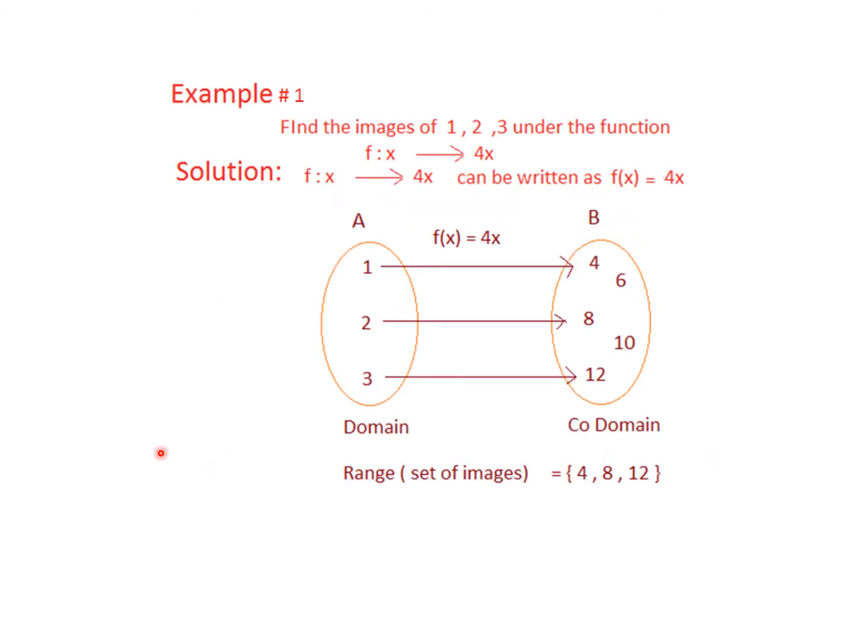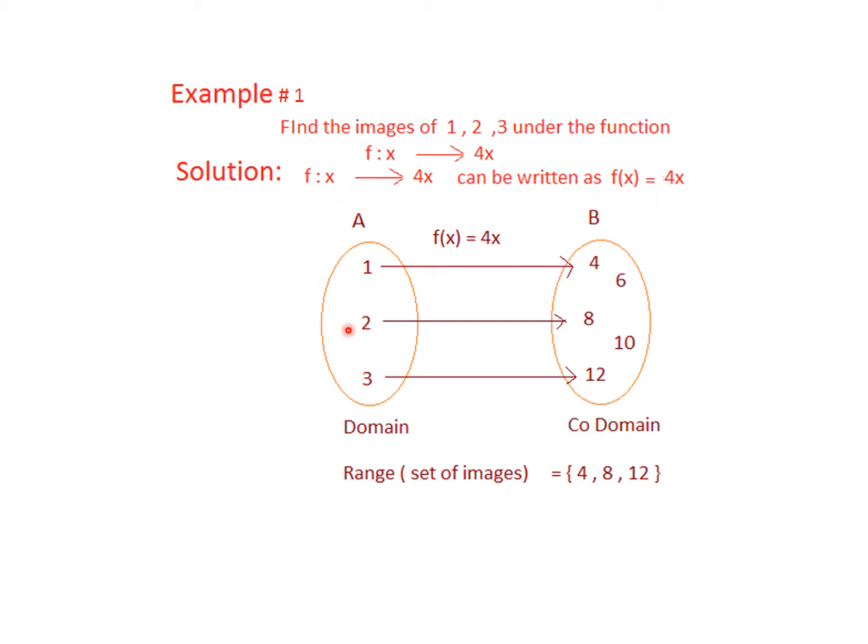Example number 1. Find the image of 1, 2, 3 under the function. Here we are given a function. f is a function from x to 4x. We can also read it as f is a mapping from x to 4x. Solution. This notation, f is a function from x to 4x, can be written as f(x) = 4x. So we use these notations in the same way.